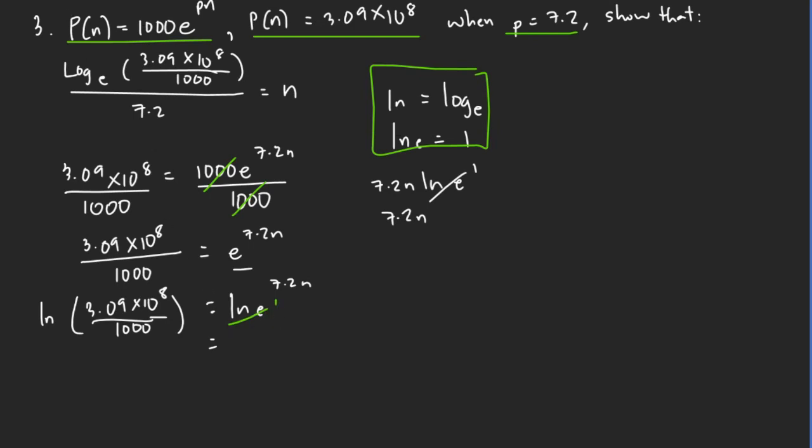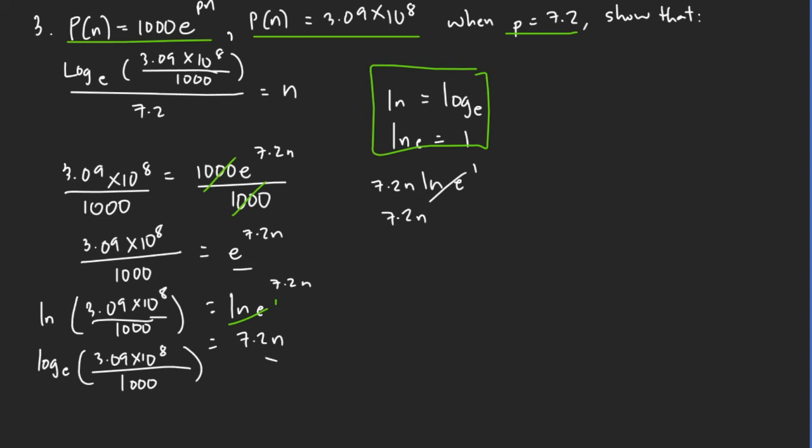And we bring 7.2n. While ln of n is also equal to log of e. So we can substitute log of e of 3.09 times 10 raised to 8 over 1000. Okay. So, last step. We're going to solve for the value of n.